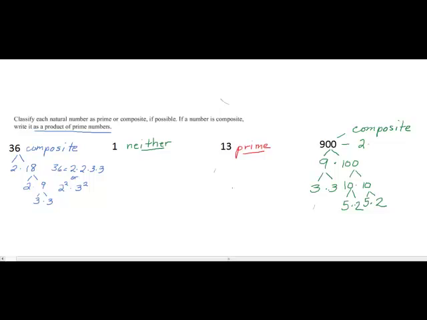And written as a product of primes, we have 2 2s, 2 5s, and 2 3s. So we're going to write 2 squared times 3 squared times 5 squared. But either way, we have 2 2s, so we write 2 squared, 2 3s, so we write 3 squared, 2 5s, so we write 5 squared. Okay, that's our prime and composite lesson.